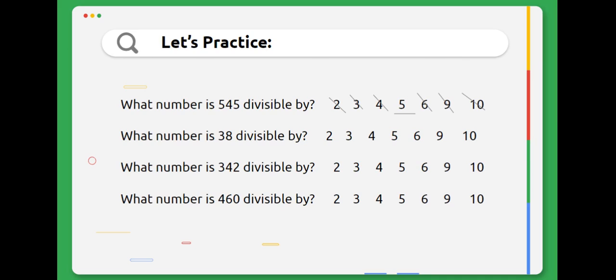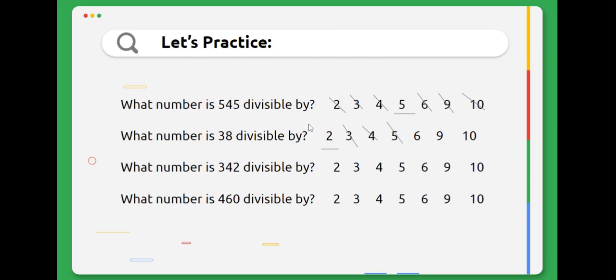Okay, let's look at 38. Ends in an even number, right? 2, 4, 6, 8. Okay, so 2 works. Now, if I add those two up, I get 8 plus 3 is 11. 11 is not divisible by 3. If I do 38, I know 4 times 9 is 36, so that one doesn't work. It doesn't end in a 0 or a 5, so 5 doesn't work.